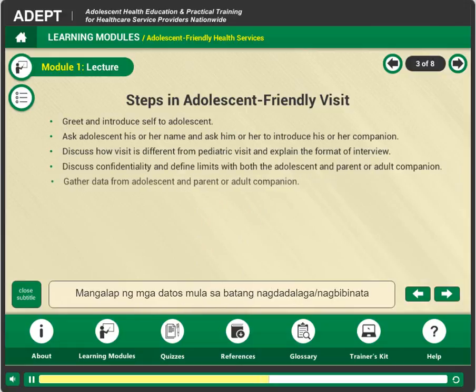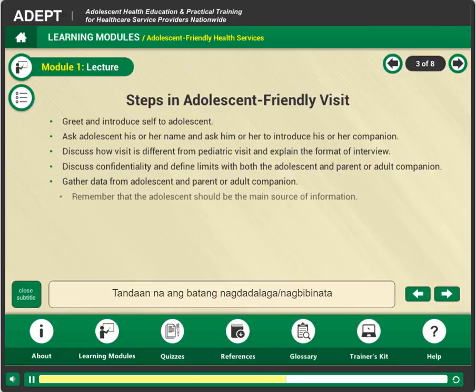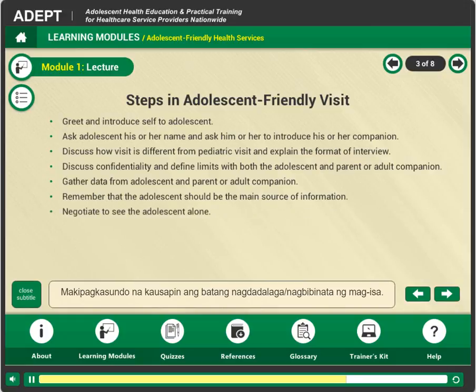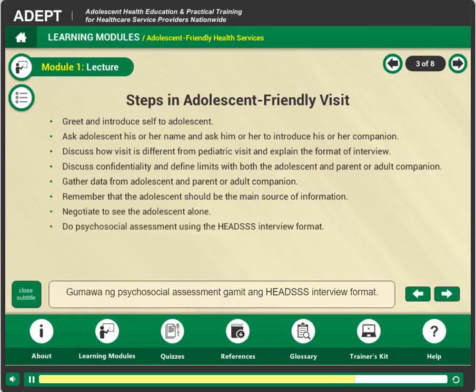Gather data from adolescent and parent or adult companion. Remember that the adolescent should be the main source of information. Gather general data such as family, past medical, developmental, and immunization histories from the parent or adult companion. Negotiate to see the adolescent alone. Do a psychosocial assessment using the HEADS interview format.